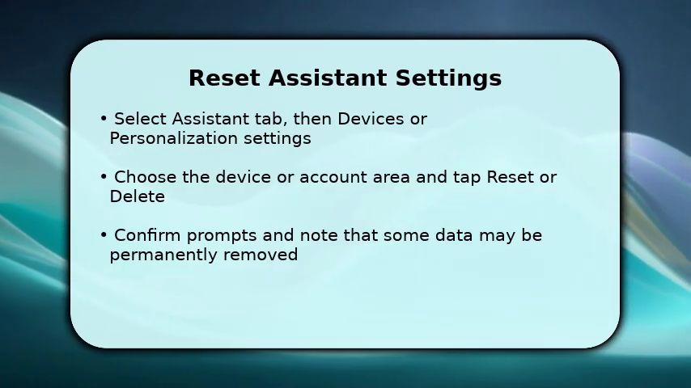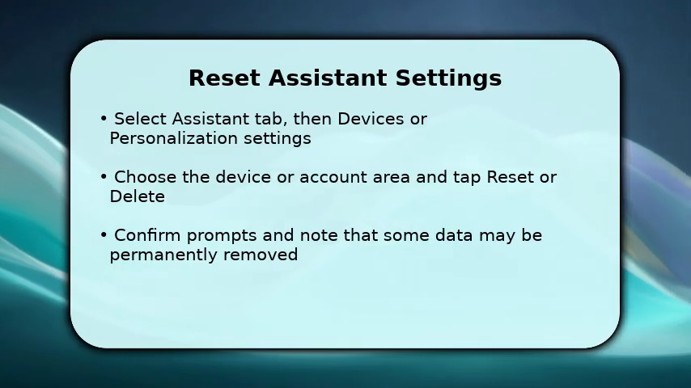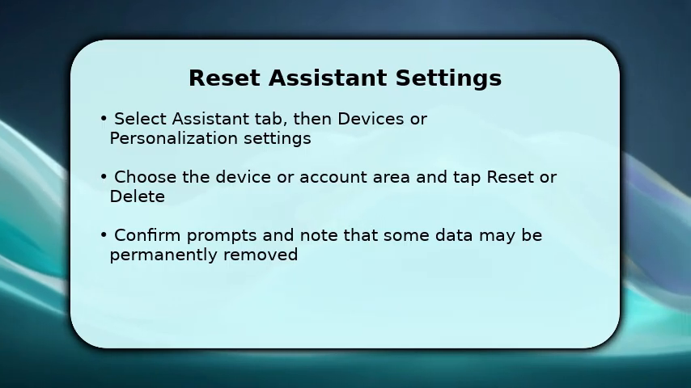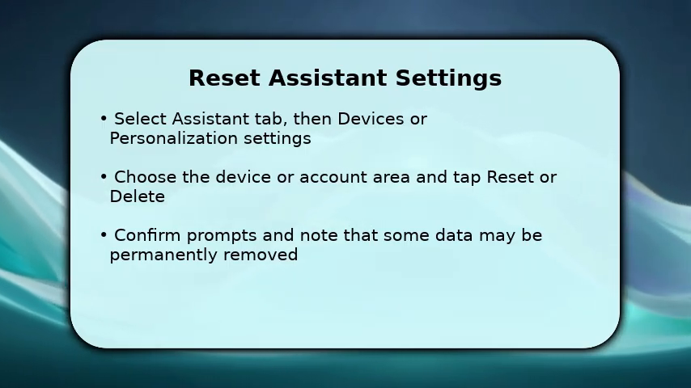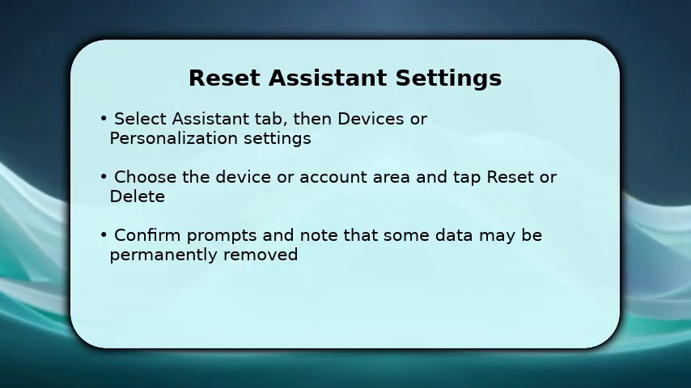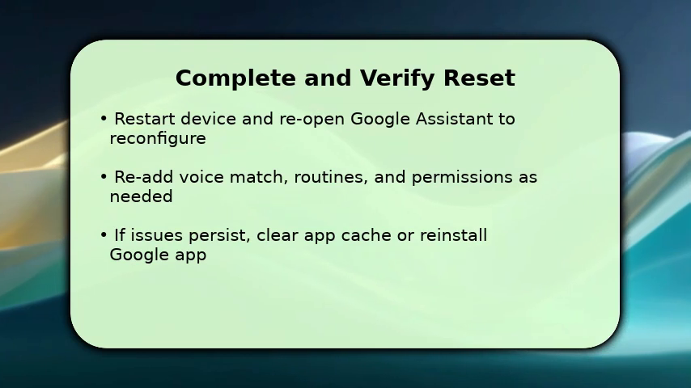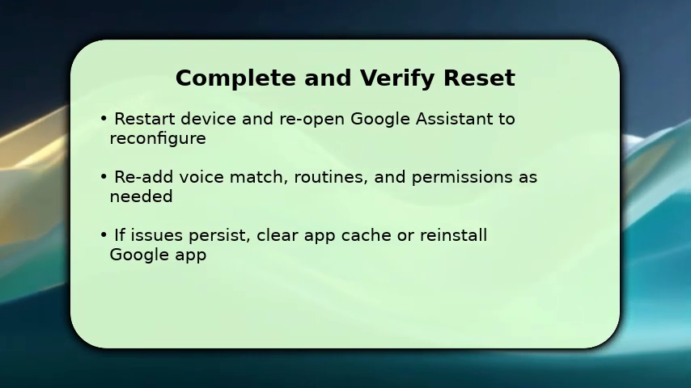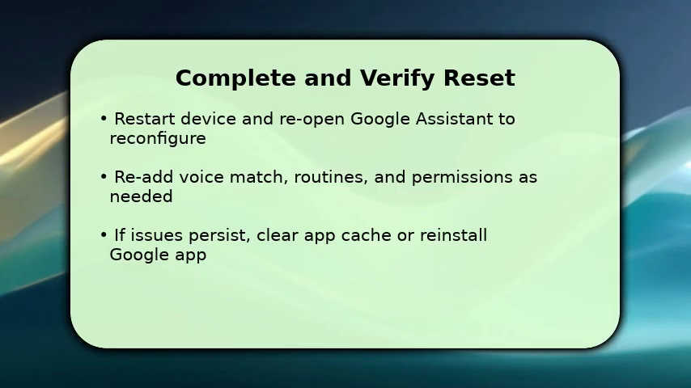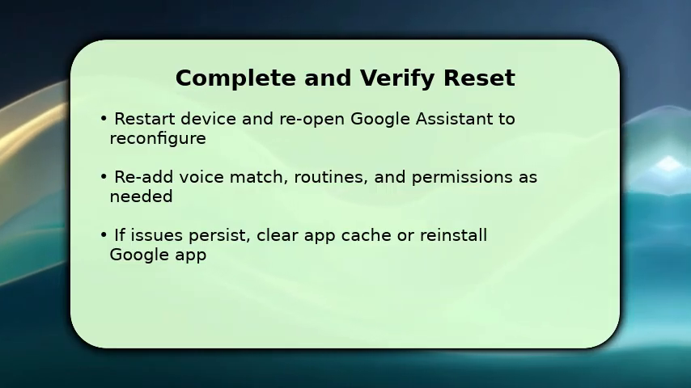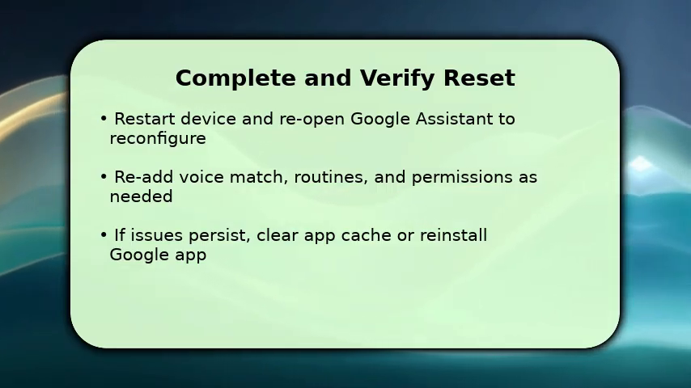After you confirm, the system clears settings like voice match, saved routines, and preferences. If you're resetting multiple devices, repeat these steps for each one to ensure a clean state. Finish by restarting the device to ensure settings fully apply, then open Google Assistant and go through the setup flow to reconfigure voice match, permissions, and any routines you want restored.